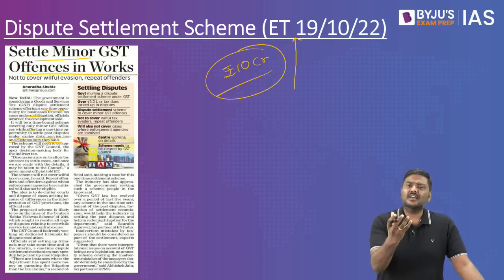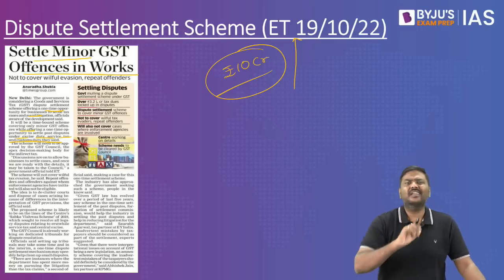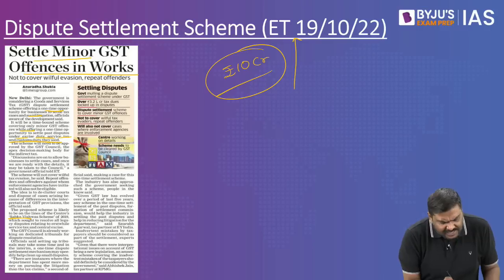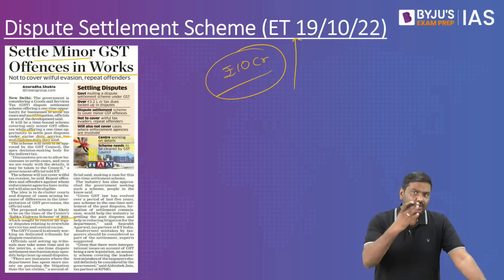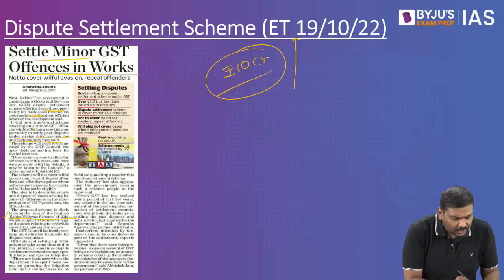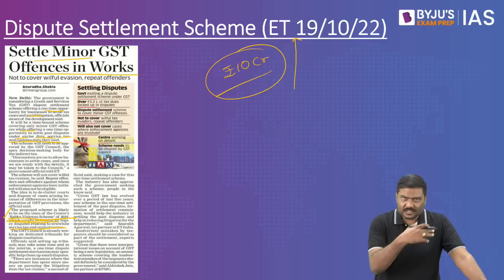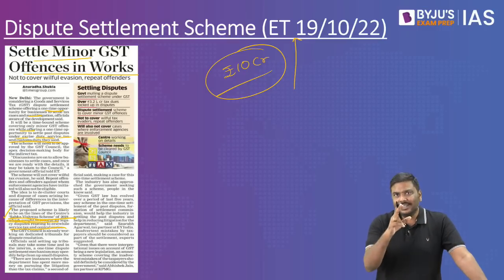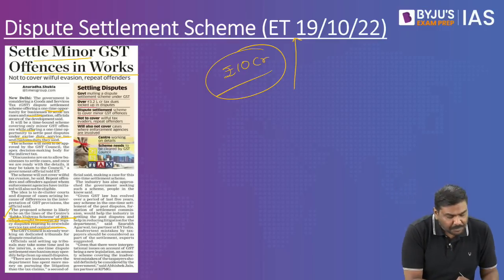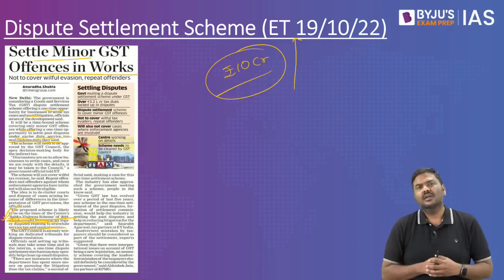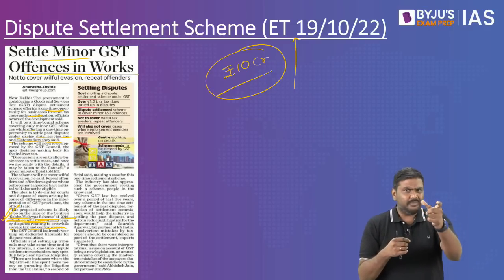These kinds of mechanisms have been used by the government earlier as well. For example, there was a scheme announced by the government earlier in 2019 related to these kinds of taxation disputes. That is related to indirect taxes of central excise as well as service taxes. The name of the scheme was Sabka Vishwas Scheme. And the government of India says, I want to emulate the same.